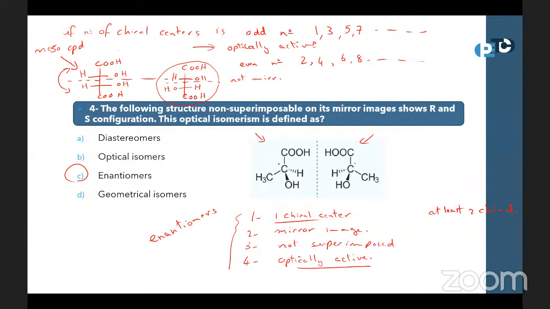For diastereomers, they should not be mirror images. To be diastereomers, they should not be mirror images of each other. They should not be superimposable, and they should be optically active. So those are the 4 characters of diastereomers, while those are the 4 characters of enantiomers.